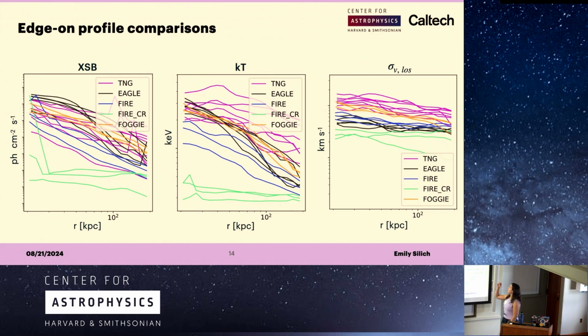And it's a similar story when you make radial profiles of the velocity dispersion along your line of sight. So the TNG velocity dispersions are highest because of these outflows, and the FIRE cosmic ray ones are lowest.